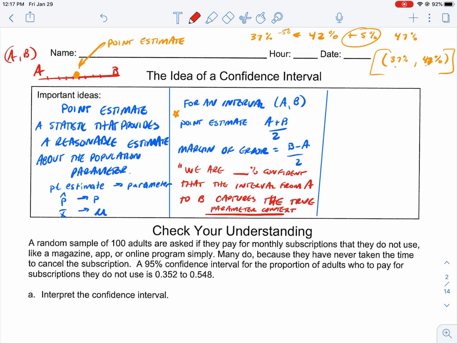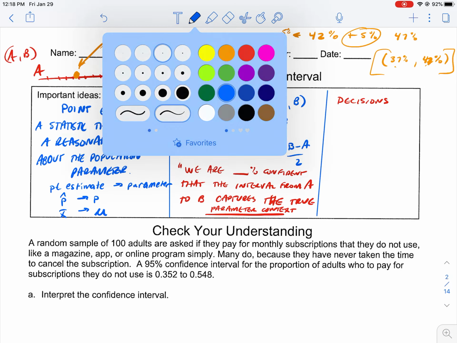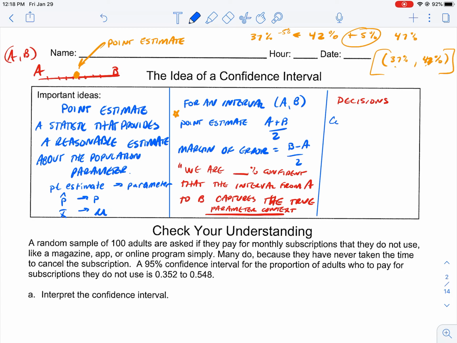Meaning our percentage of seniors who have Netflix on their phone, meaning our percentage of people that own Nike shoes, meaning our percentage of people who are above the height of 6'3". All right? And so what we do with that then is we make decisions. And those decisions look like this.